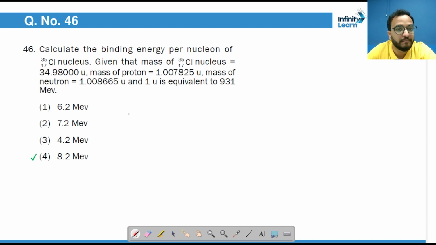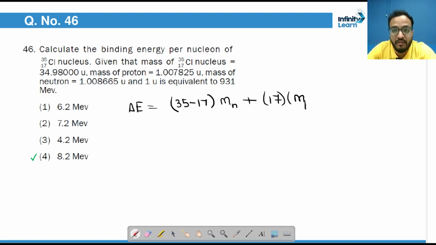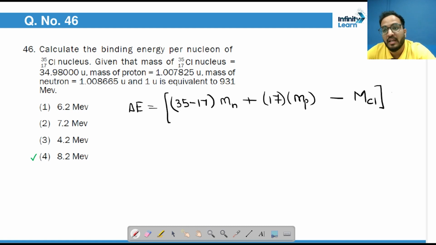So what is the binding energy per nucleon? Very simple. First of all, find out the binding energy. It will be total number of neutrons, that is 35 minus 17, into mass of neutron plus 17 into mass of proton minus mass of the chlorine nucleus, all in terms of atomic mass units, into 931 mega electron volts.